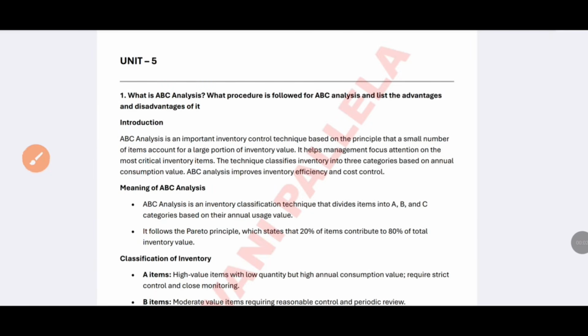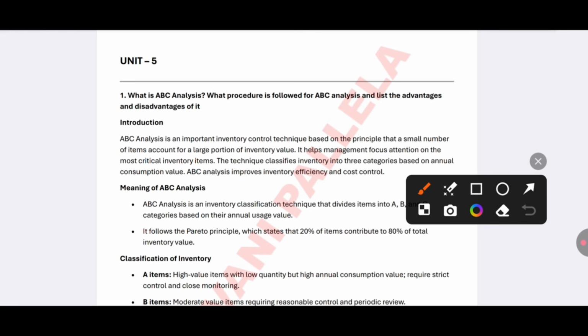So here in this video we are going to discuss unit number 5, the complete theory explanation of the subject Operations Management of MBA third semester. In previous videos we have already discussed the theory explanation of the remaining units as well as the problematic explanation also. Go and check it out on our channel.